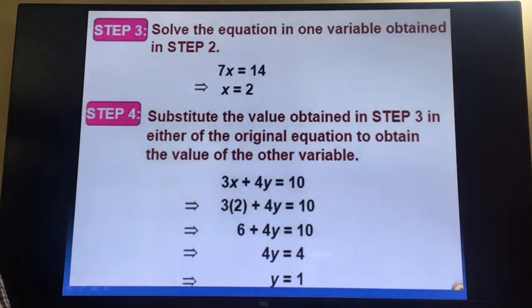If you are not able to understand, then I'll take another example and by that you can understand this method easily. So now you see the next question.